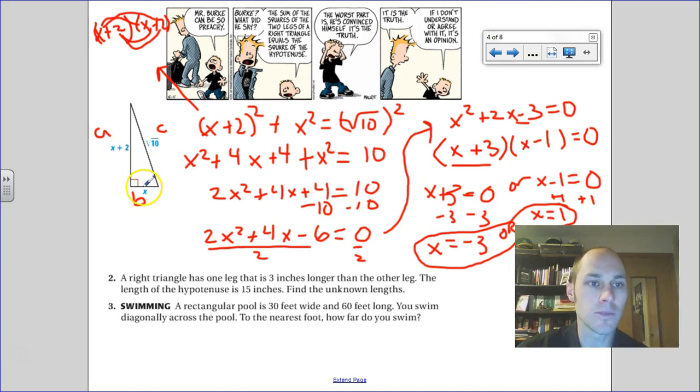So 3 squared plus 1 squared will give us square root of 10 squared. Okay? So eliminate the answers that don't make sense. Why don't you try numbers 2 and 3 on your own and check your answer when you're ready.